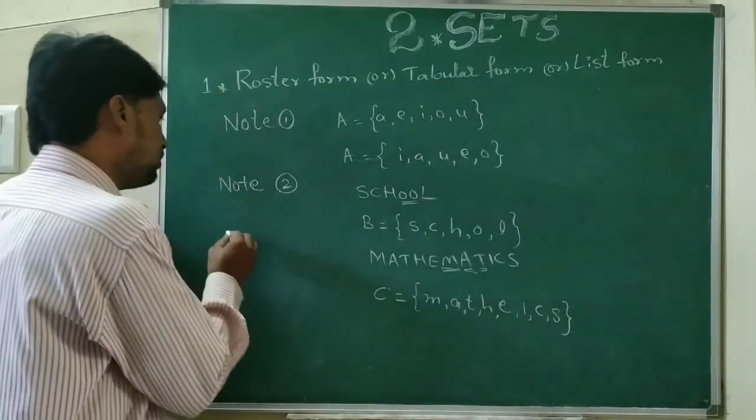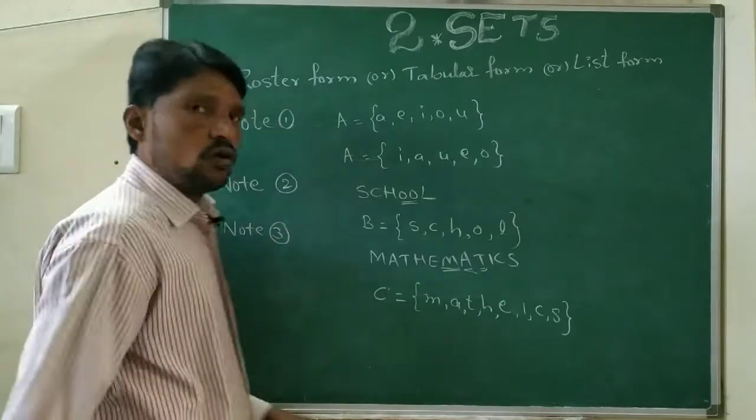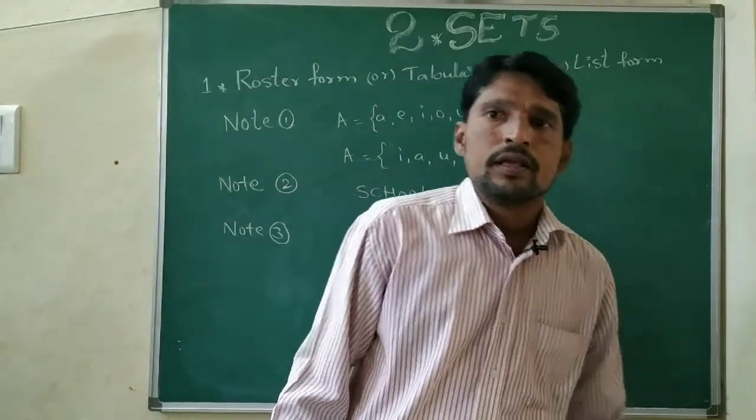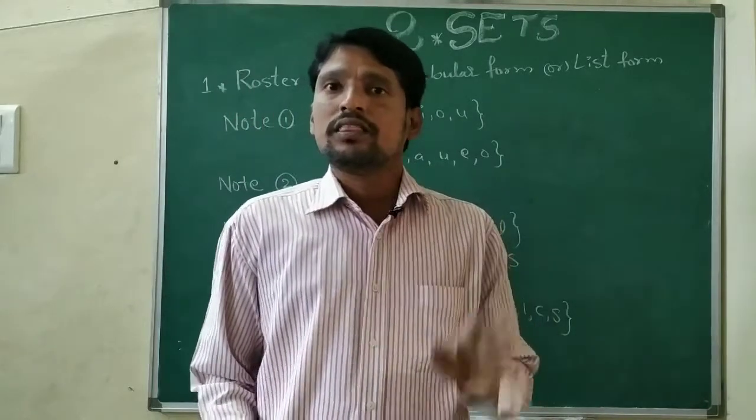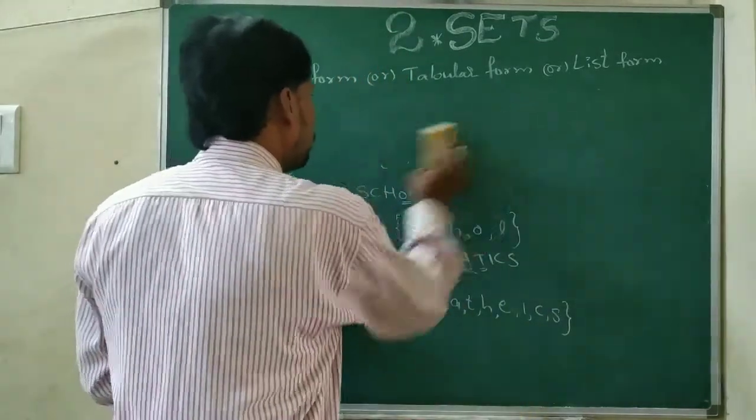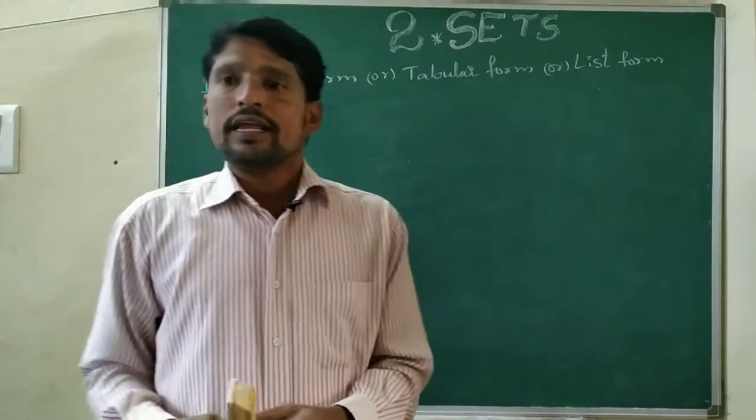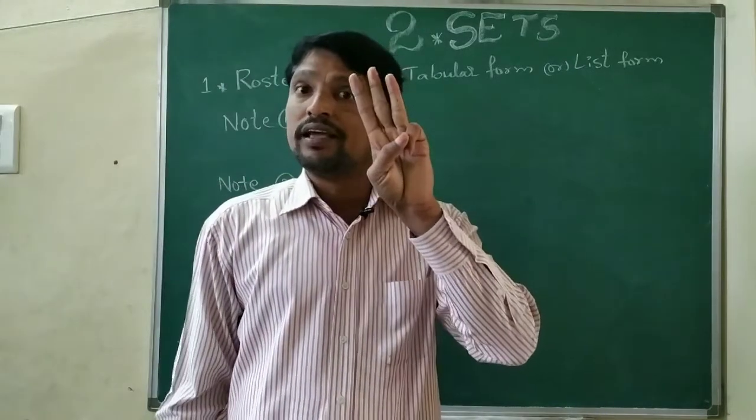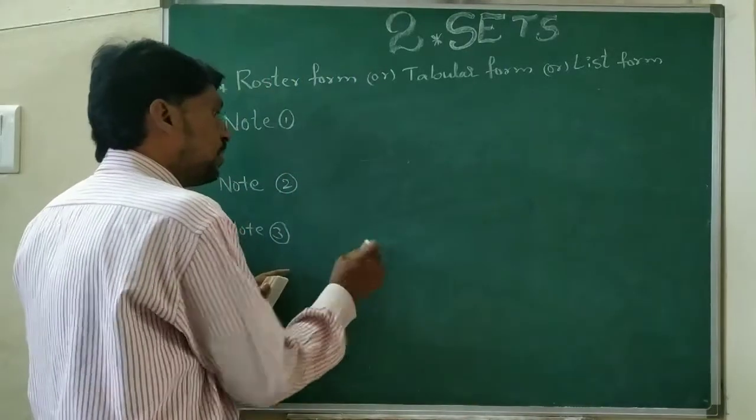Now note number 3. So what is note number 3? In a set, if 3 dots are there at the last, that set is an infinite set. Third note: in a set, 3 dots are there at the last, so we can say it is an infinite set.